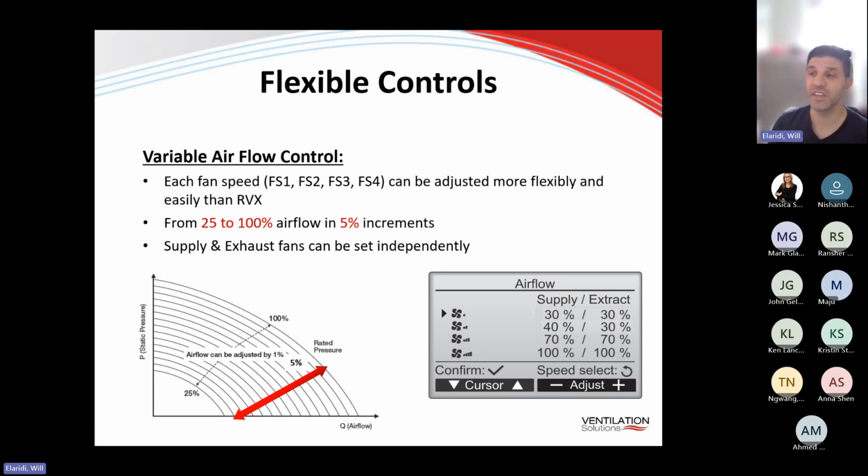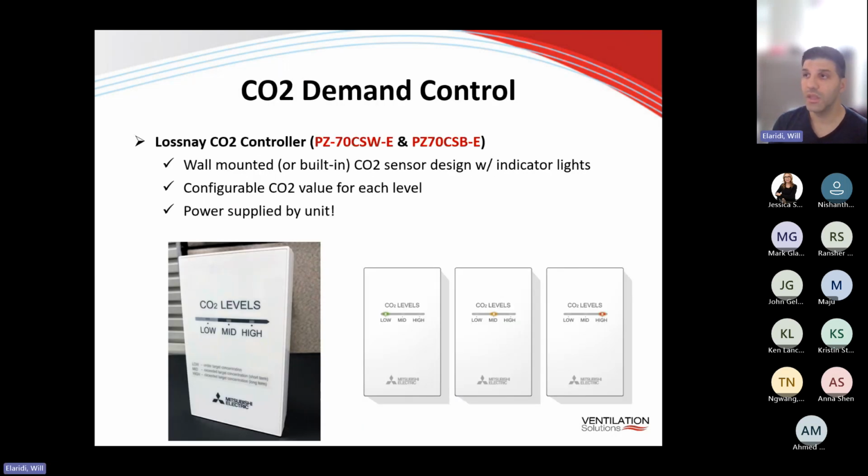So you can have positive pressure or you can have negative pressure in the space. It really depends on what type of application you're using here. So you can definitely play with the fan speeds for the supply and exhaust side. Now, one way to implement a demand control strategy, which is becoming more and more popular, is having a CO2 sensor.